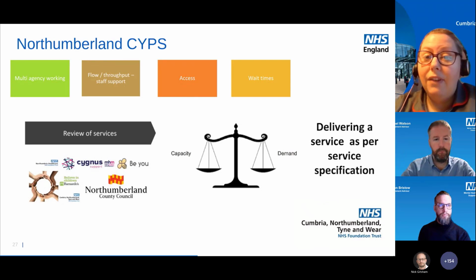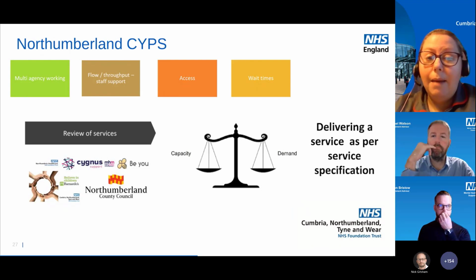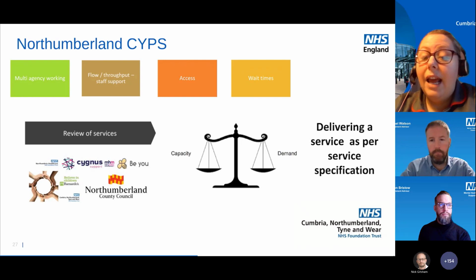So what capacity do we have in our service, and what are the demands? And looking back over a number of years to see at different points, we would see trends, and how could we manage those trends leading up to school holidays and things. So that really helped us understand what demands we thought would be on the service every year moving forward, and then the capacity we had to meet that. And ultimately delivering a service as per our service specification to enable us to achieve what we wanted to achieve. Next slide, please.